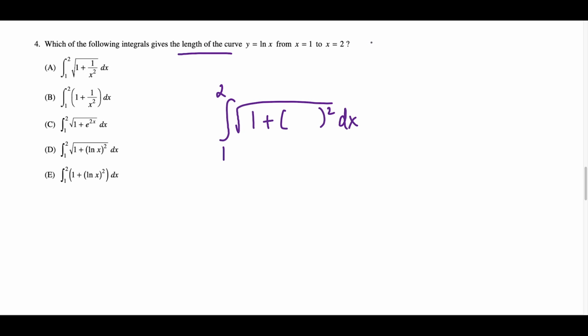So we just have to know the derivative of the original function. So we're taking the derivative of natural log x, which is 1 over x. And then we just plug in here. And if we were to simplify this, this would be 1 plus 1 over x squared, which would match choice A. B is tempting, but there's no square root attached to it. And the other choices are just way too far off.